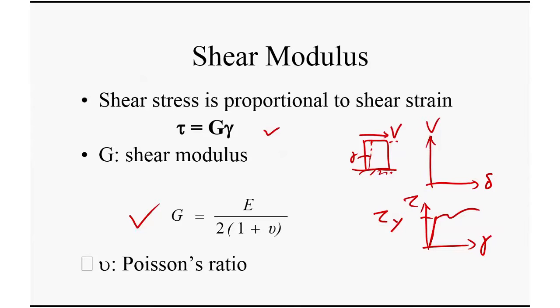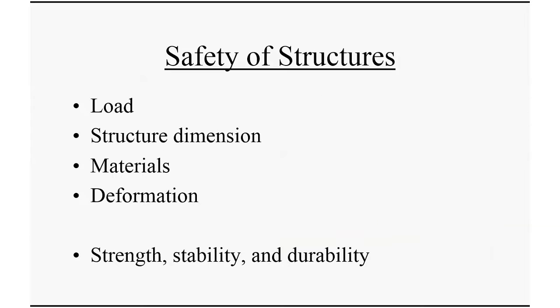Now, what's the mu here? Nu, right? I think they call it nu. Nu is the Poisson's ratio. Okay, what's the Poisson's ratio?